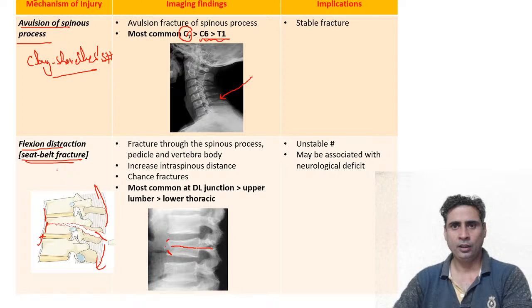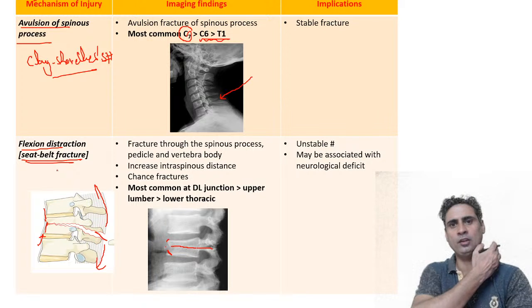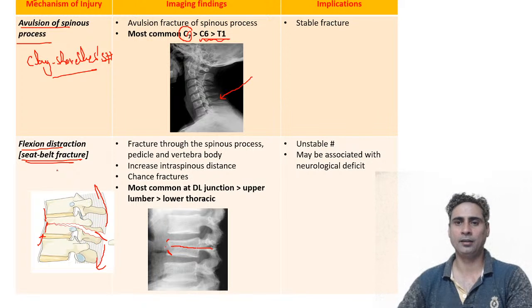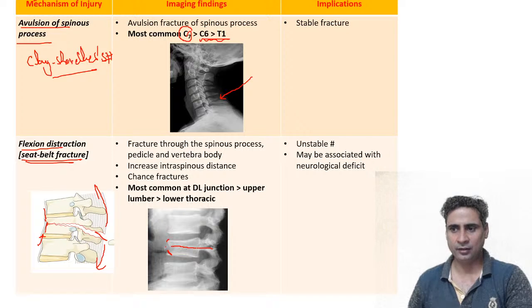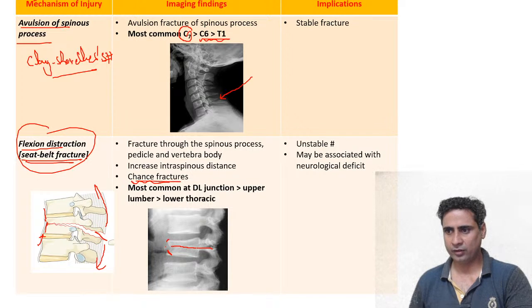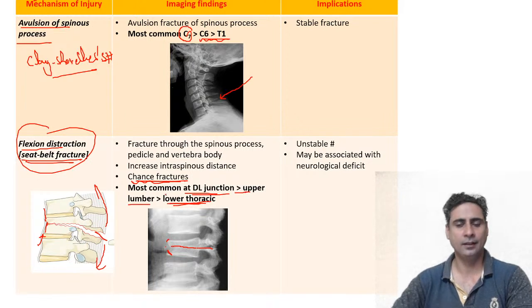This injury was common when we used seat belts which were there at the abdomen only. Nowadays we use those across seat belts. In those types of seat belts there is no flexion distraction injury. So these types of fracture are known as chance fractures, and the most common area is the dorsolumbar junction, upper lumbar, followed by the lower thoracic region.